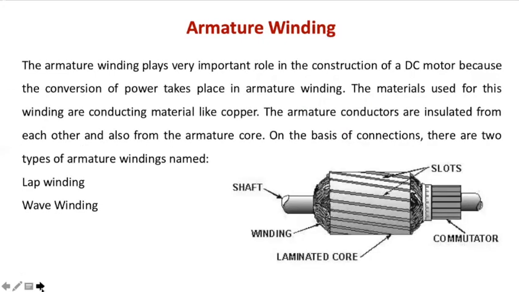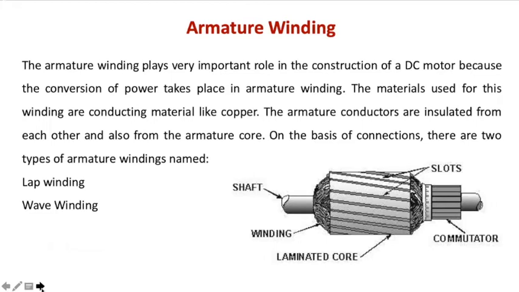Then comes the armature winding. The armature winding plays a very important role in the construction of the DC machine, because the conversion of power takes place in the armature winding. The materials used for the winding are conducting materials like copper.